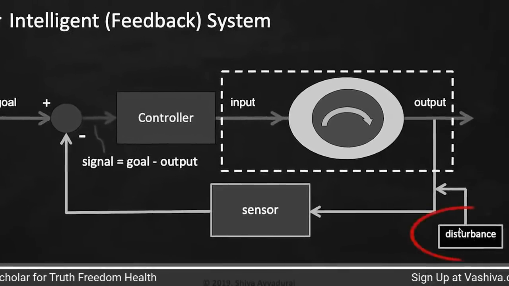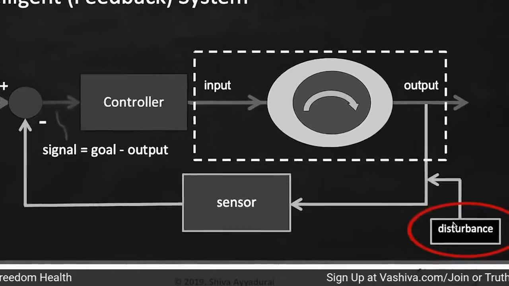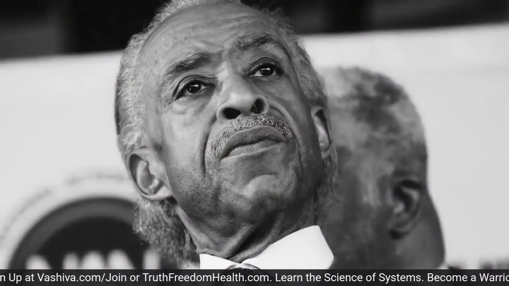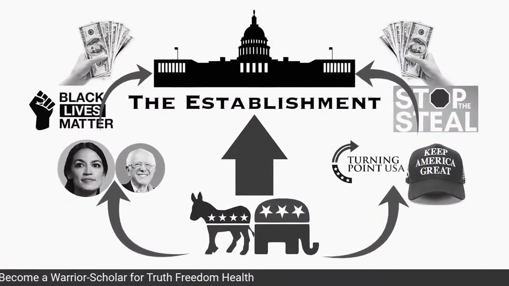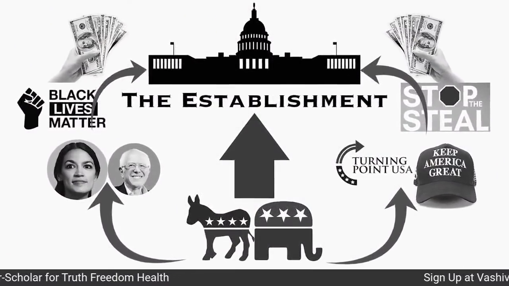So when you look at a system, there's always something that disturbs you from getting to your goal. Well, the biggest disturbance is a not so obvious establishment, which are those people who claim they're for you, on the left and the right. The Al Sharptons who tell black people I'm for you. The Tucker Carlsons. Do you think any true anti-establishment person will ever be on Fox or CNN? I don't think so. They both mislead working people back into the establishment.